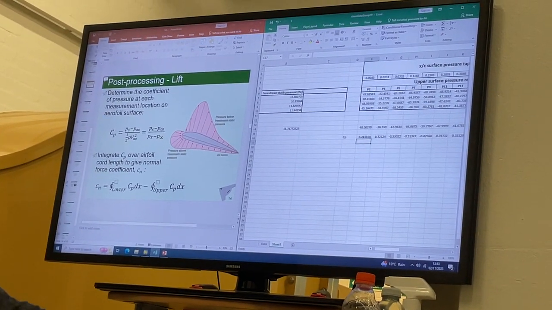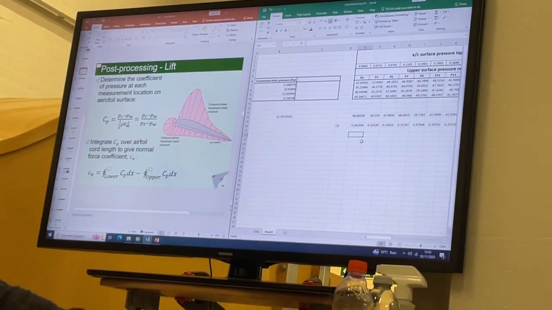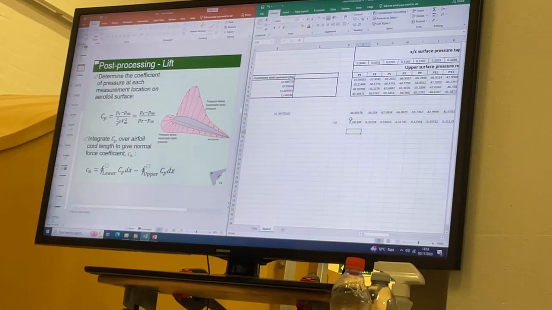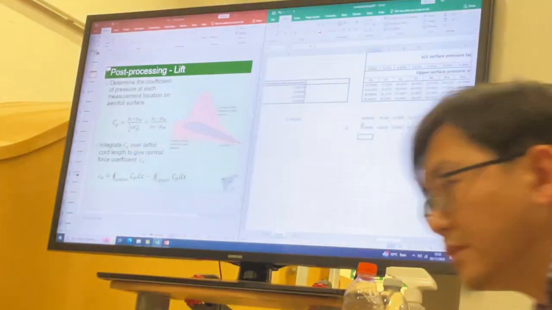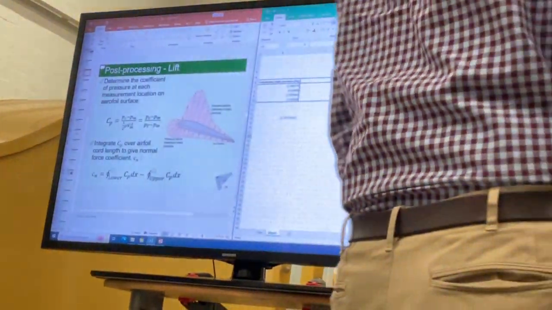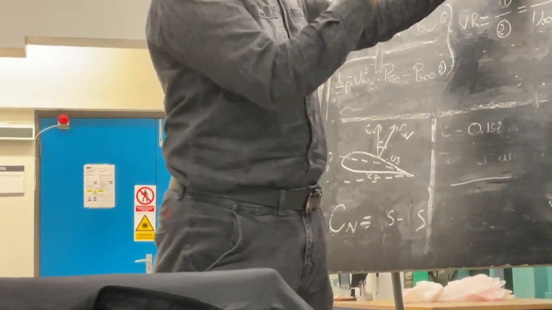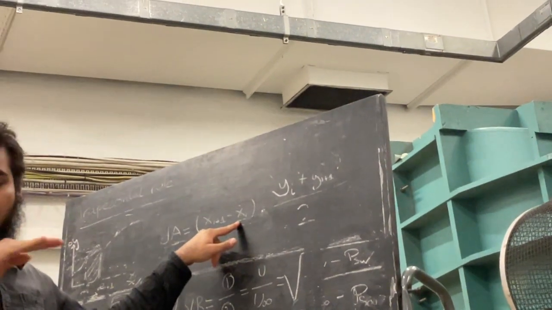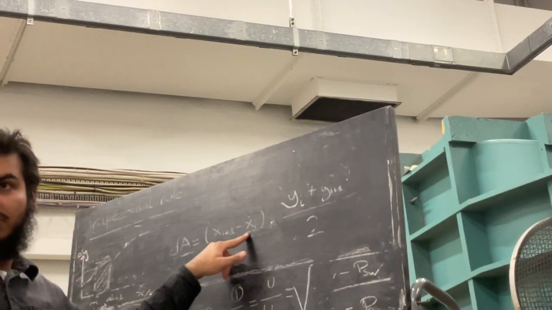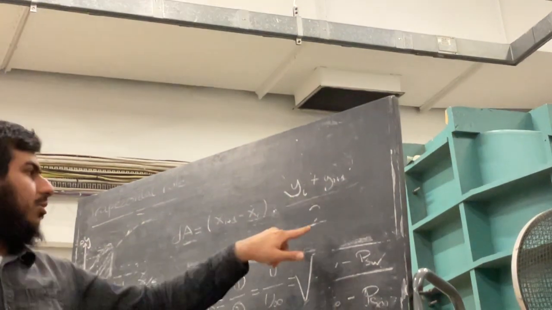Then what you need to do is this integration in order to get CN. So you have to use the trapezium rule, and if you look at the board here, it is written here. You get your delta x, the difference between x values, which is the horizontal position in terms of chord lengths, x over c. And then you add your y values and divide by 2.